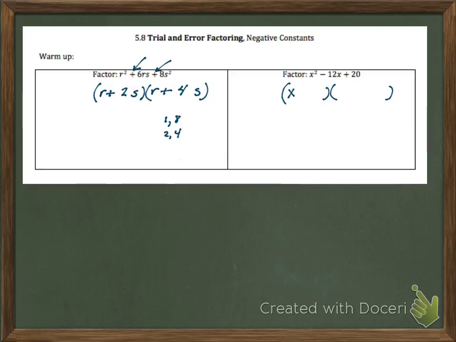I take the square root of the first term. I'm looking at that positive, telling me that the signs have to be the same, because a negative times a negative is a positive, or a positive times a positive is a positive. And the middle term being a negative tells me that my signs are negative. Now I'm looking for factors of 20 that will add up to 12, and of course that's 2 and 10, and that's my factoring for the warm-up. So hopefully those ideas are still fresh in your head.